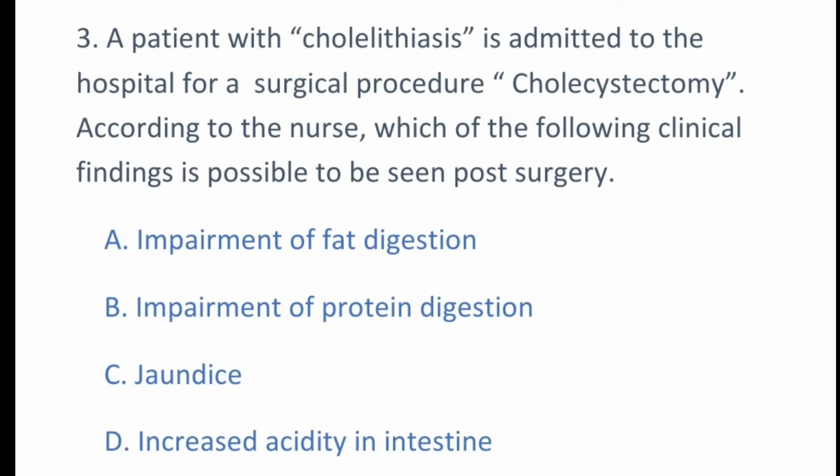Our third question: a patient with cholelithiasis is admitted to the hospital for a surgical procedure called cholecystectomy. According to the nurse, which of the following clinical findings is possible to be seen post-surgery? Options are number A, impairment of fat digestion, number B, impairment of protein digestion, number C, jaundice, and number D, increased acidity in intestine.